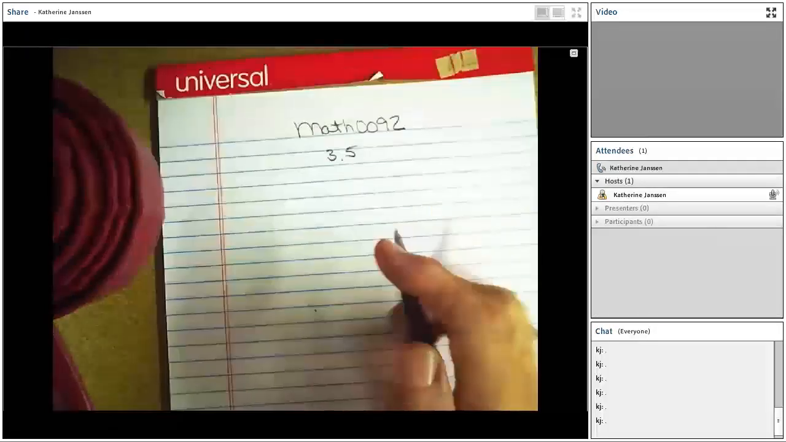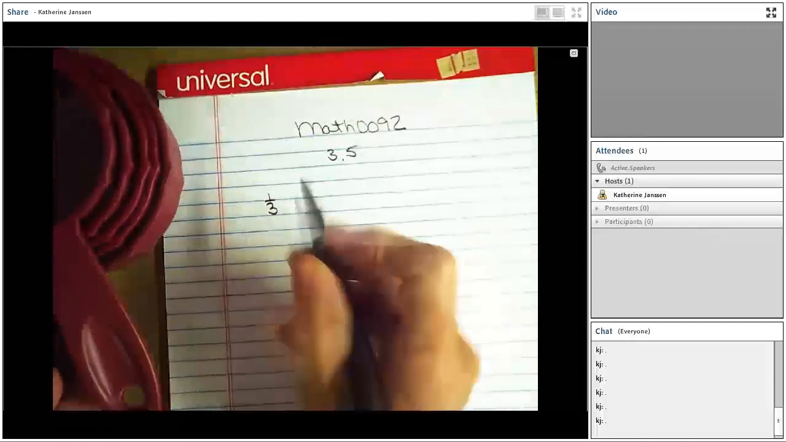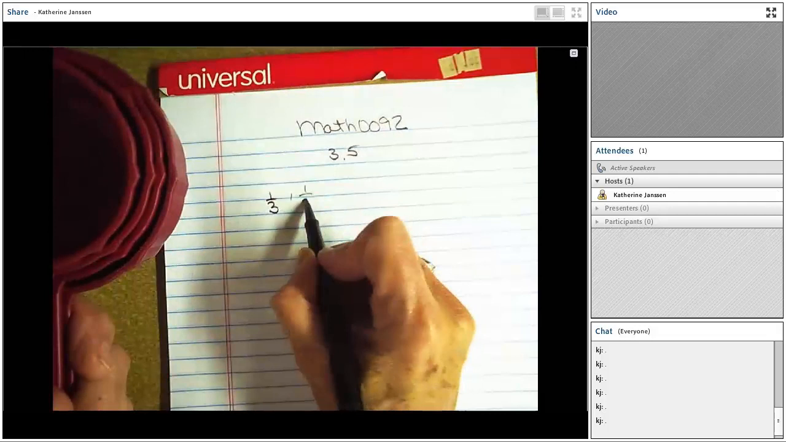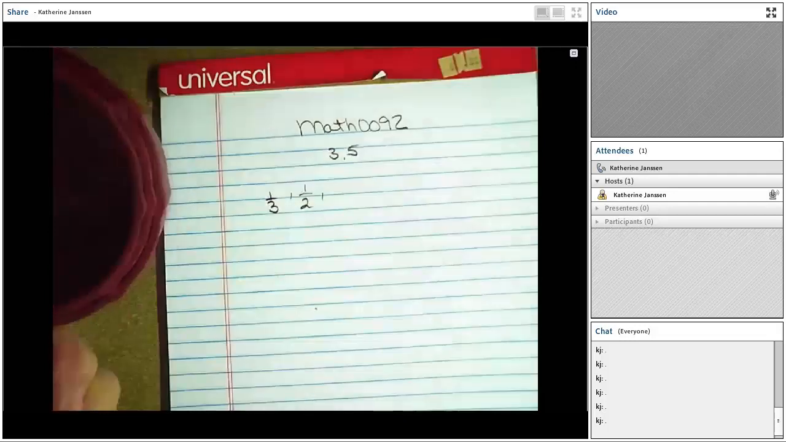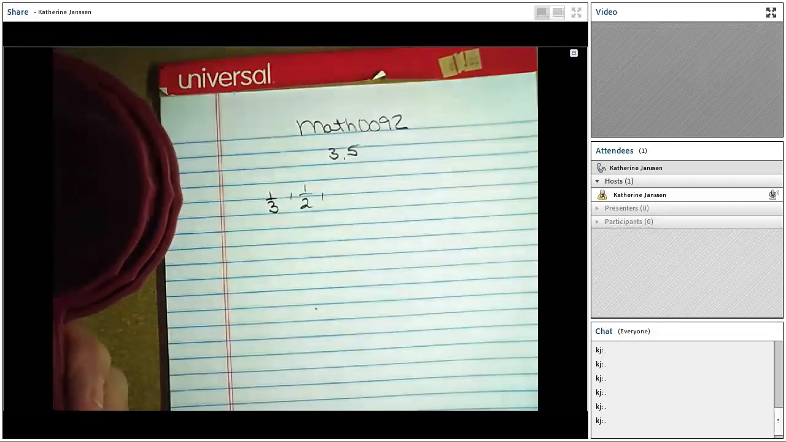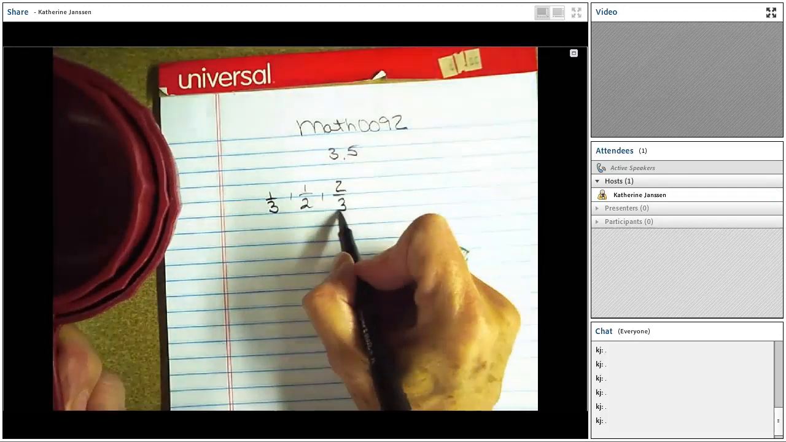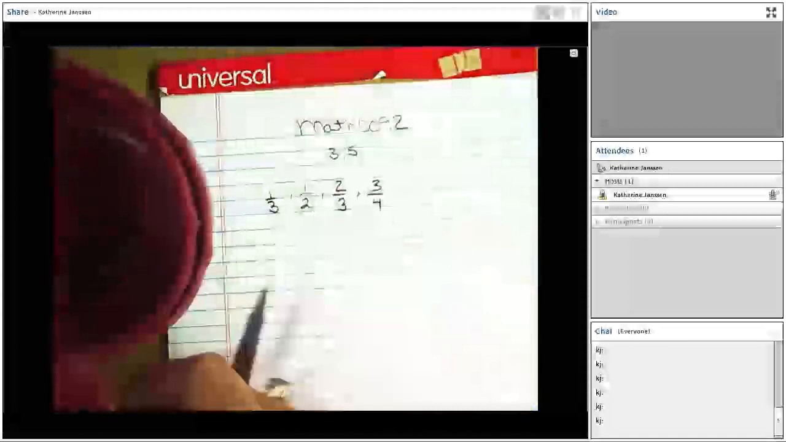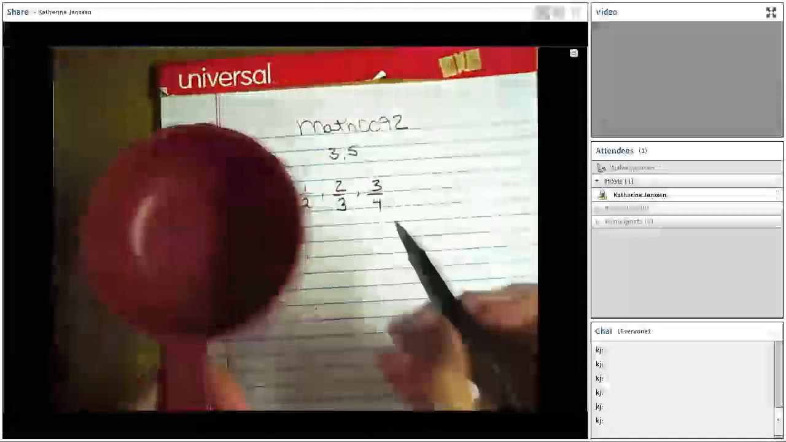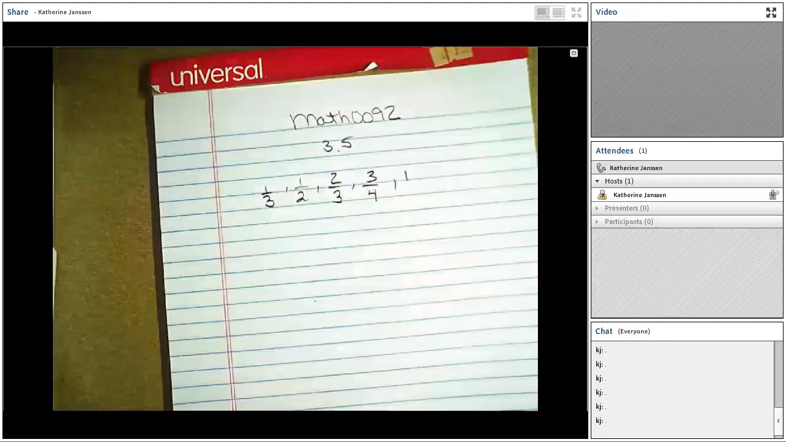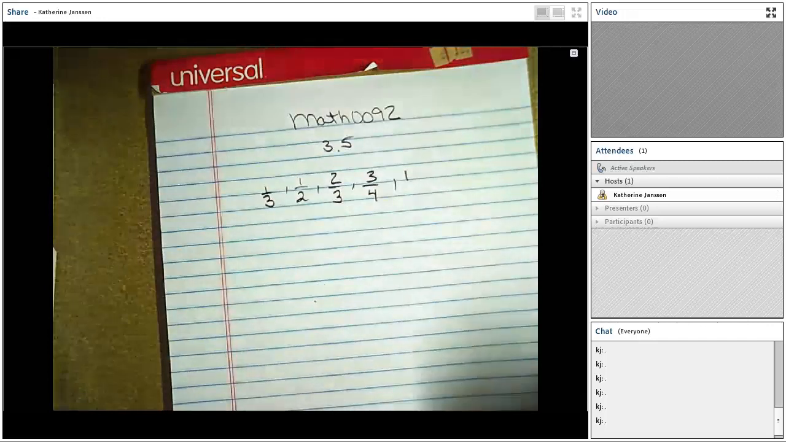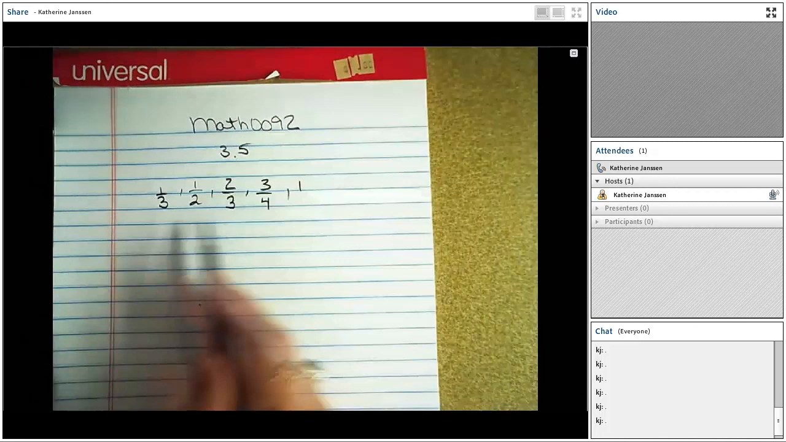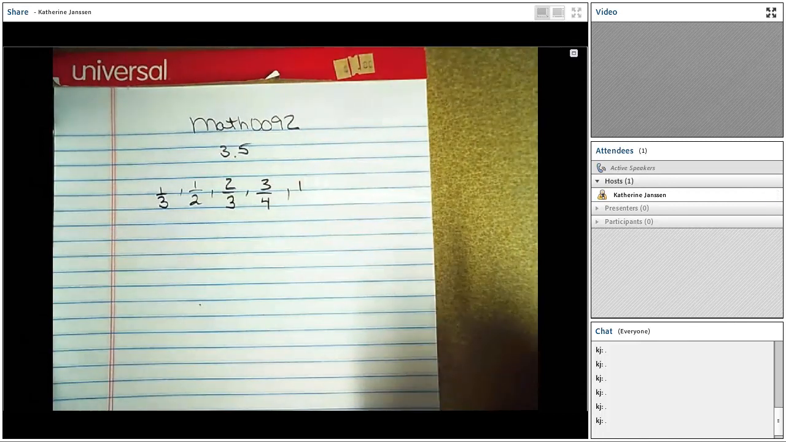The first cup is 1/3. Next, I have 1/2. And in my group of measuring cups, the next size is 2/3. And then there's a 3/4. And then I have 1 whole cup. So let's see if we can determine with our knowledge of mathematics which of these fractions is greater and place them in order.